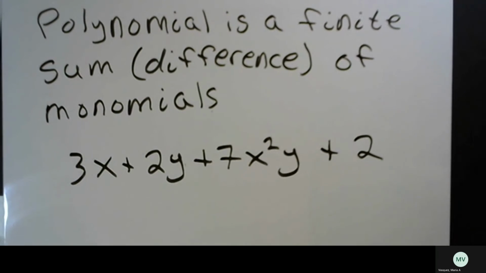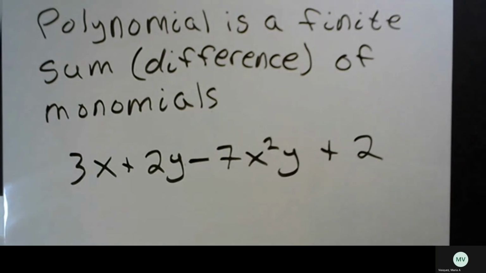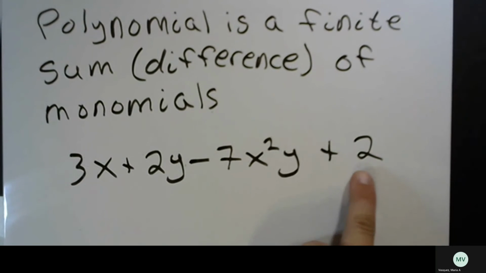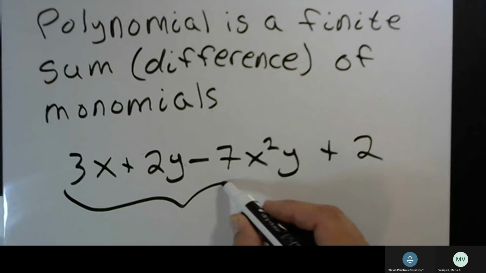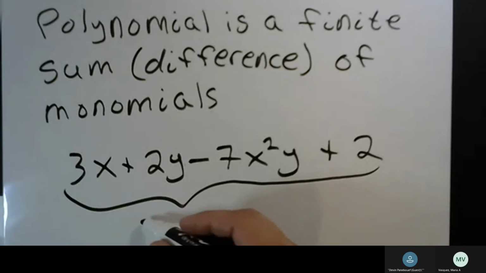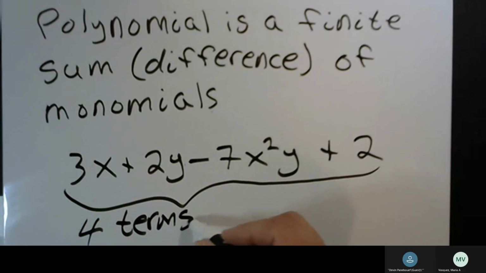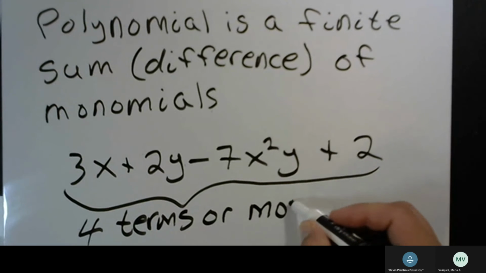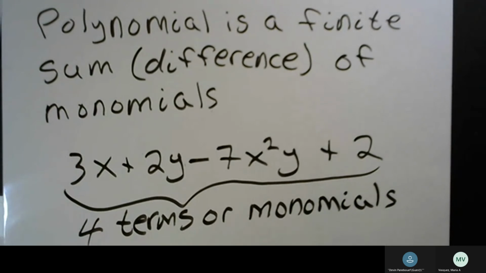And this would be a polynomial. And here, let me put in a minus sign here, make it a little interesting. But you have 1, 2, 3, 4 monomials. This is also a monomial. It's called a constant monomial. In each one of these monomials, when they're in a polynomial, we also call them terms. So you have 4 terms or 4 monomials.